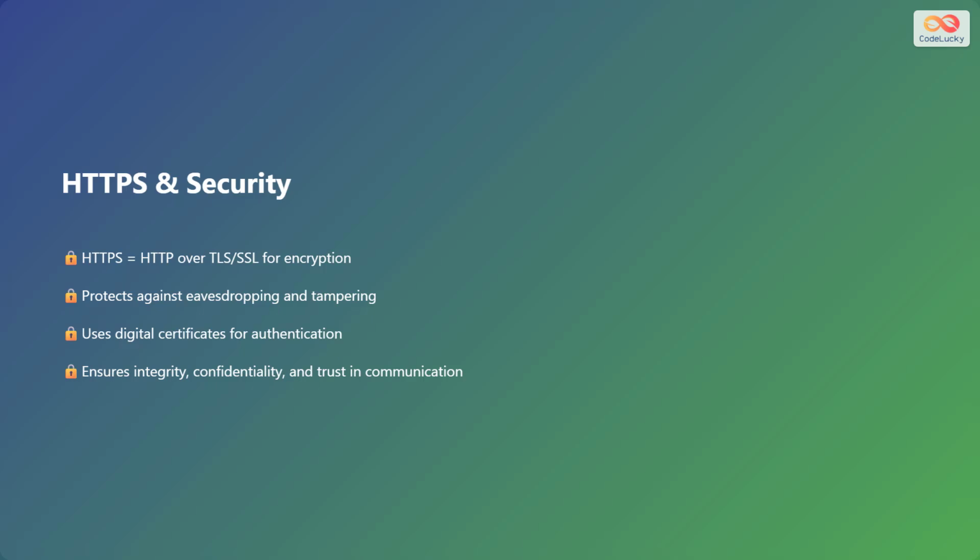HTTPS is the secure version of HTTP, standing for Hypertext Transfer Protocol Secure. It uses encryption with the transport layer security or secure sockets layer protocols to protect data during transmission. HTTPS ensures that information cannot be intercepted or tampered with. It also uses digital certificates to verify the identity of websites, providing integrity, confidentiality, and trust.